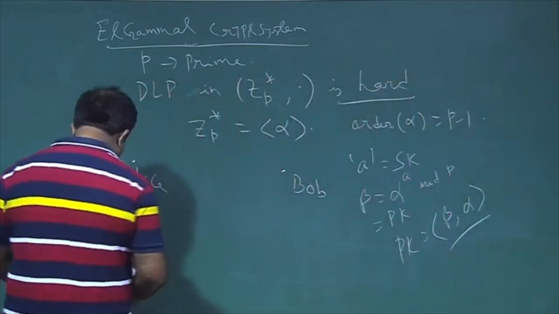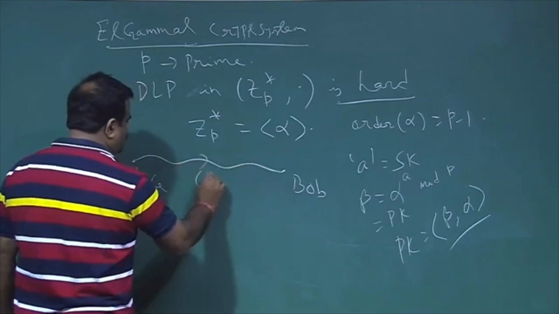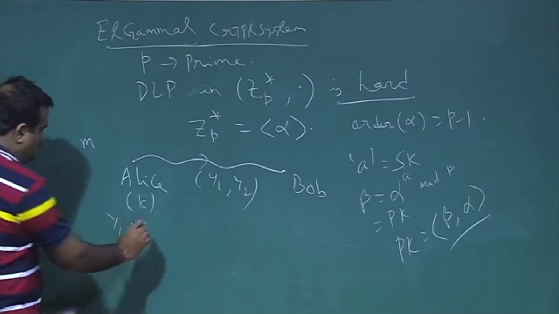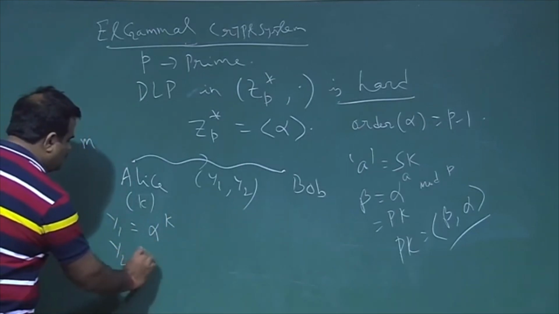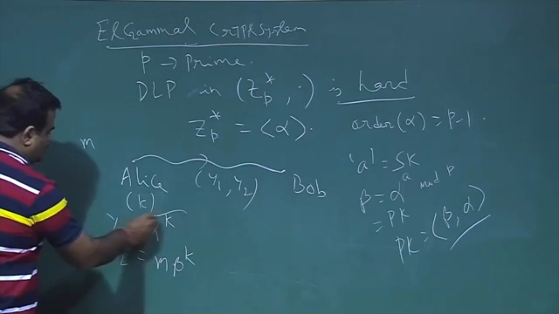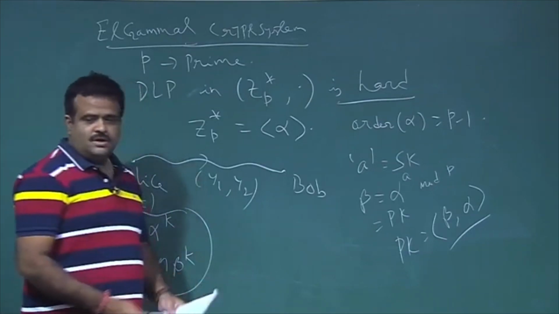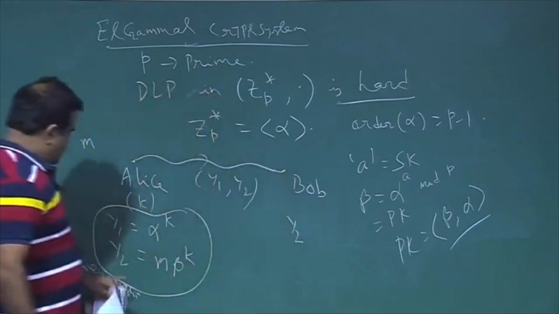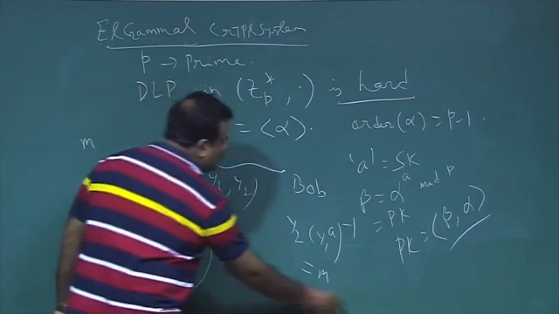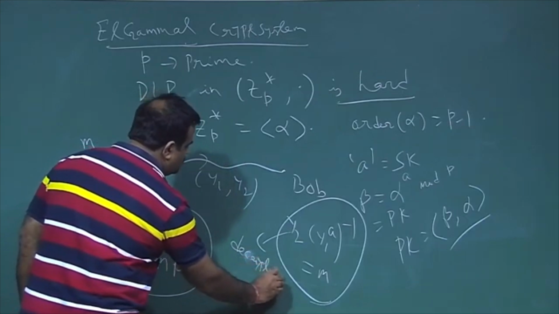What will Alice do? Alice wants to encrypt a message, say m. Alice generates the ciphertext, which has two parts, y1 and y2. Alice chooses a random number k and computes y1 equal to alpha to the power k, and y2 equal to m times beta to the power k. This is the encryption. What is the decryption? Bob calculates y2 times y1 to the power minus a, which should give us m. This is the decryption, which is done by Bob.